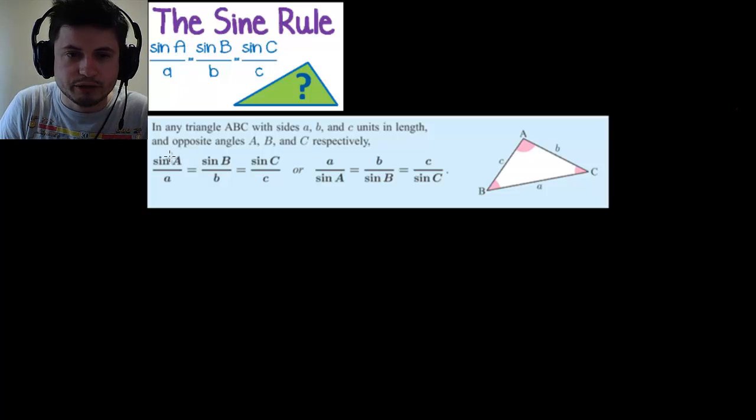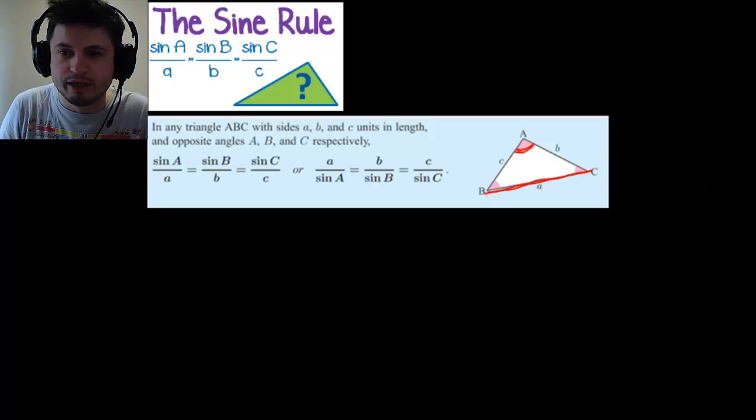Essentially it refers to the fact that the sine of an angle, let's just look at this angle here, the sine of angle A divided by the length of the side A. If you take the sine of A and divide it by the length of A, it will be exactly the same as the sine of angle C divided by the side C. And once again, it will also be the same as the sine of angle B divided by the length of side B. And this is a rule that applies to any kind of triangle.